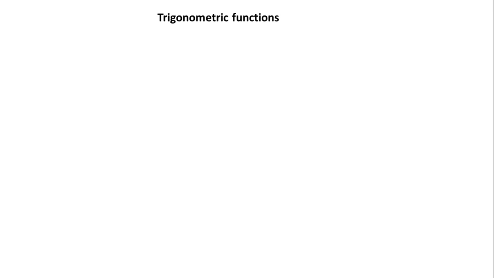We know the definition of function. A function is a relation in which every element of set A must be related to a unique element of set B. Now if you define the trigonometric ratios as functions, then we have to define the domain and range of every trigonometric function. So let us see what is the domain and range of trigonometric functions.